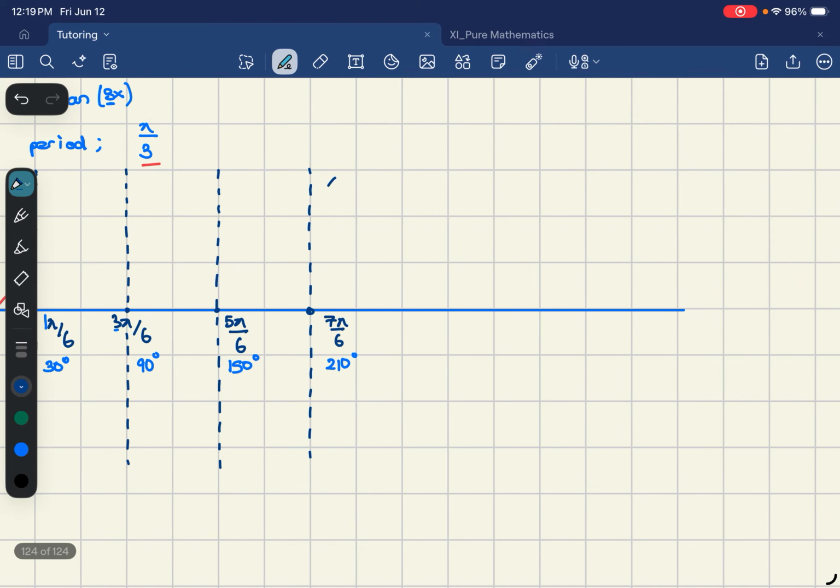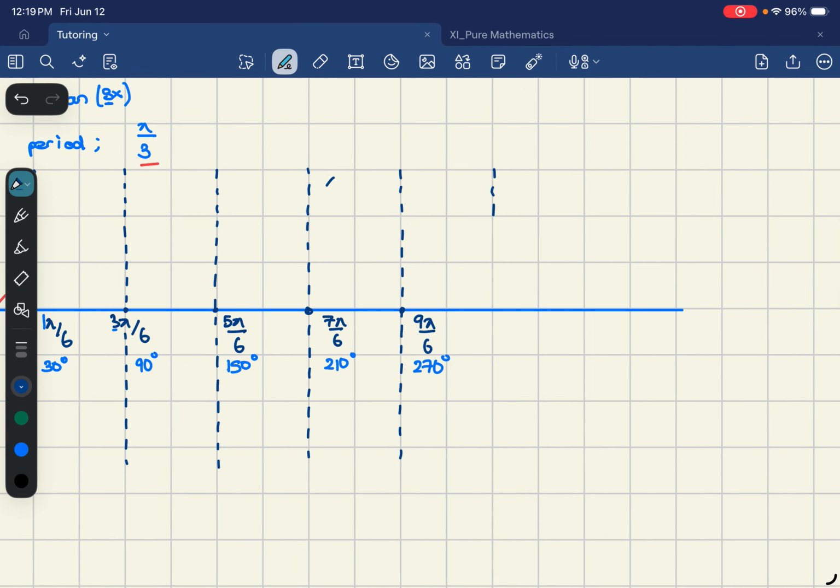So let's find your next asymptote. It's going to be here. And your next asymptote is going to be 9 pi over 6. And 9 pi over 6 is just 270 degrees. All right, let's draw our more asymptotes because we need to go up until 360, right? So I believe this should be the end.